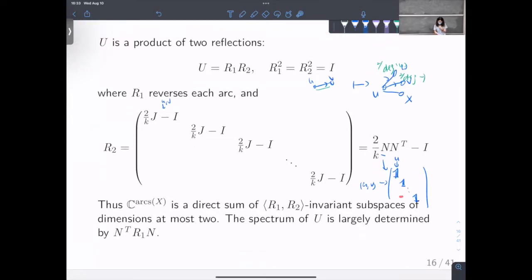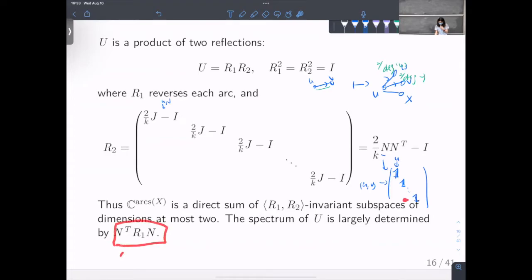And the reason why I do this decomposition is because it tells us how to compute the eigenvalues and eigenvectors for U. Turns out you can decompose the state space as a direct sum of invariant subspaces of these two reflections. And you can even make all these subspaces to have dimension at most 2. The one-dimensional invariant subspaces are just common eigenvectors of R1 and R2. So there's a nice combinatorial description of these eigenspaces. For the two-dimensional ones, the spectrum of U is completely determined by this matrix.